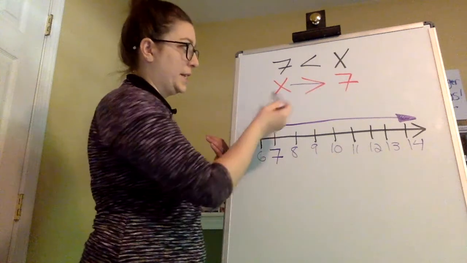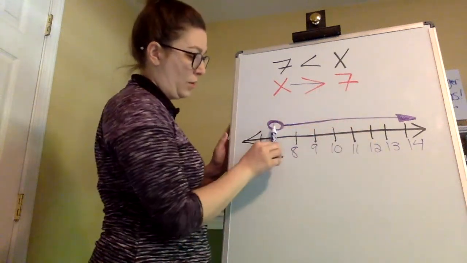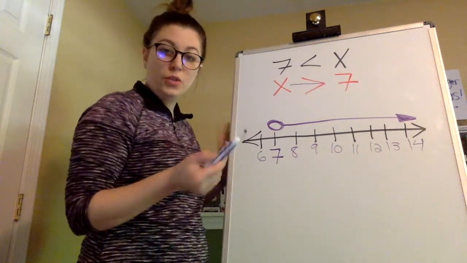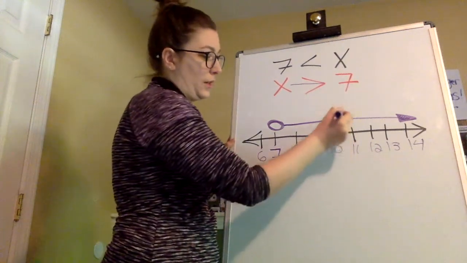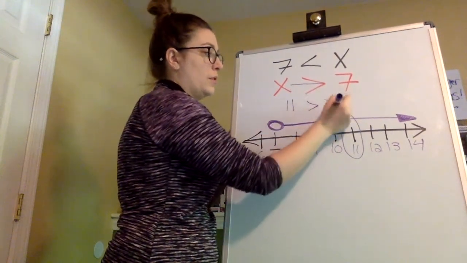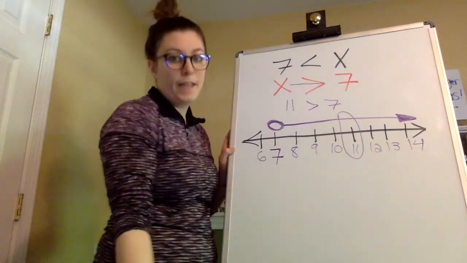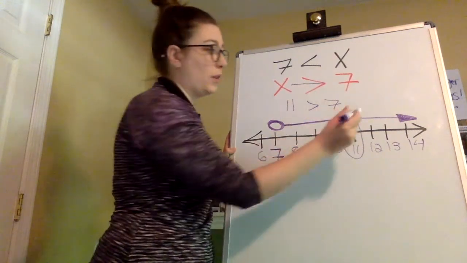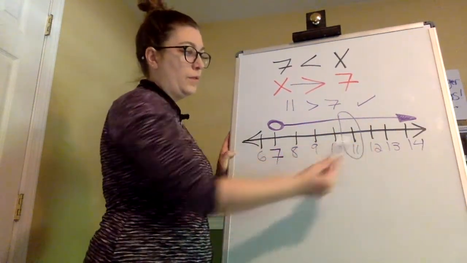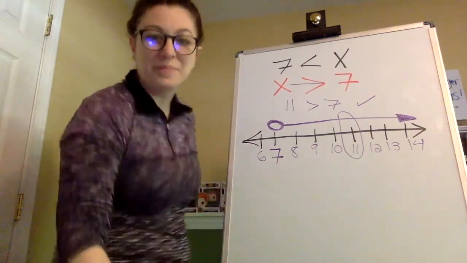So now I have x is greater than 7 right here. We're not including 7. Any of these numbers are greater than that, so I can choose one for a check step. I'll choose 11. Is 11 greater than 7? Yeah, 11 is bigger. I'd much rather have $11 than $7. So that means we did it correctly. That means we've graphed it correctly. Good job.